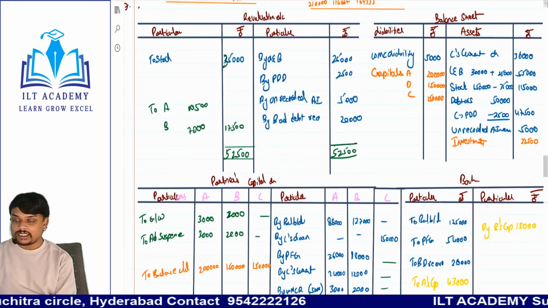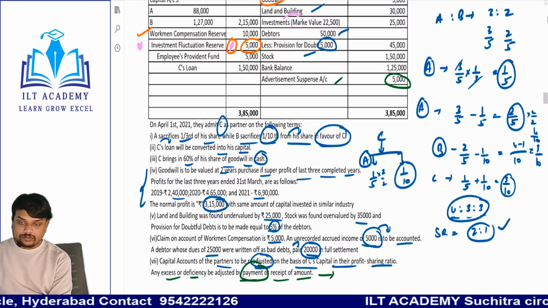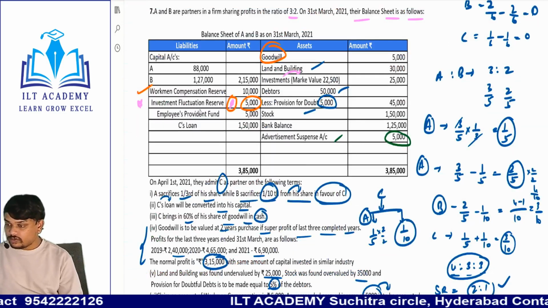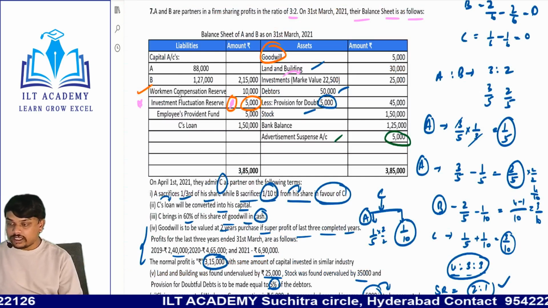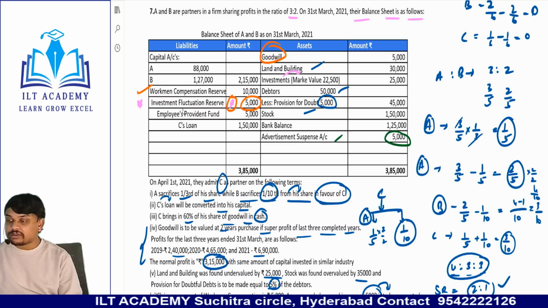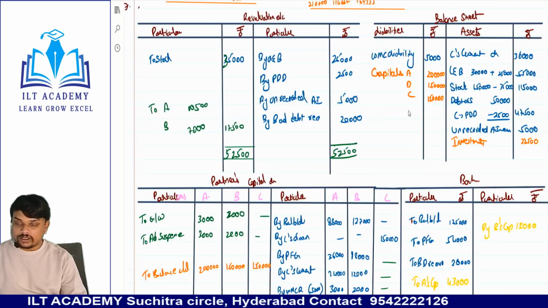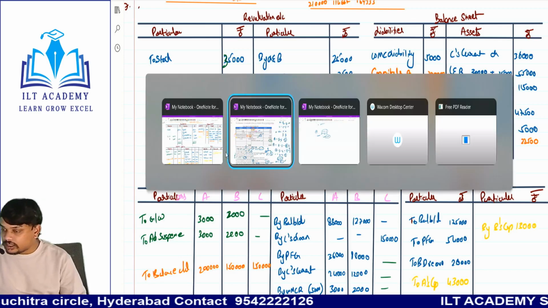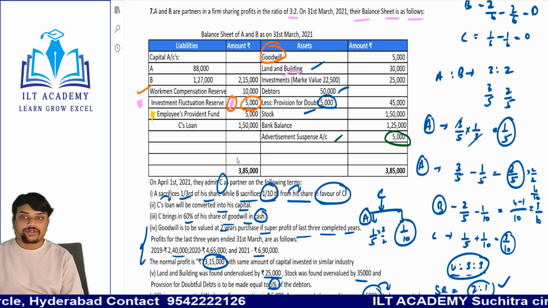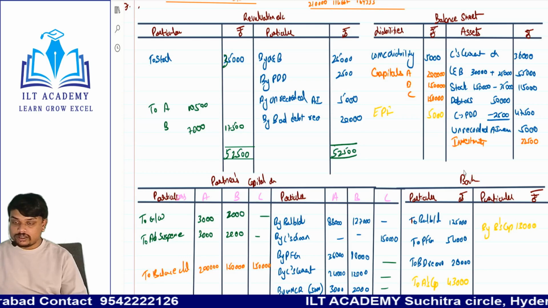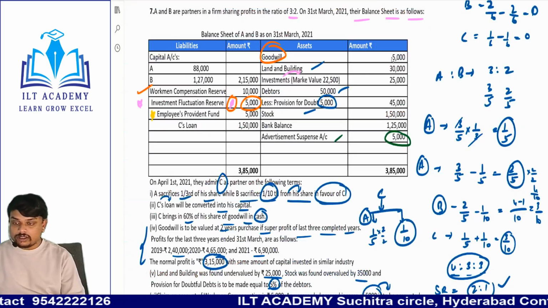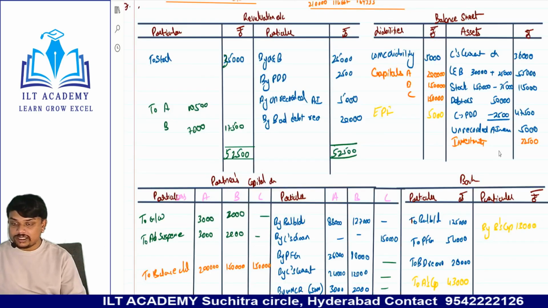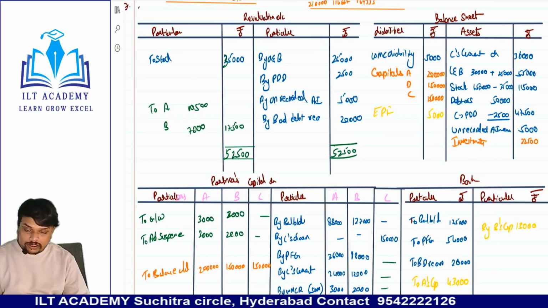Now let us close our balance sheet and bank account. Let us see the balance sheet. Let us do capital accounts. We have done workman compensation reserve, investment fluctuation reserve is done, employee provident fund, which is 5,000. And next is C's loan 1,50,000. C's loan is 1,50,000. So C's loan is already converted into capital. Goodwill distributed, land and building taken, debtors, stock taken, bank. Only if you close this bank account, everything is done.